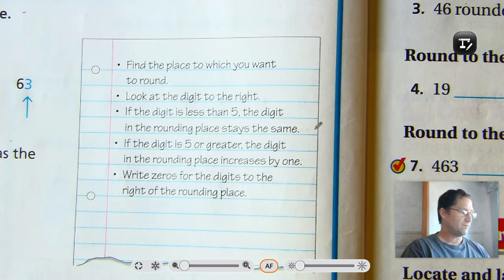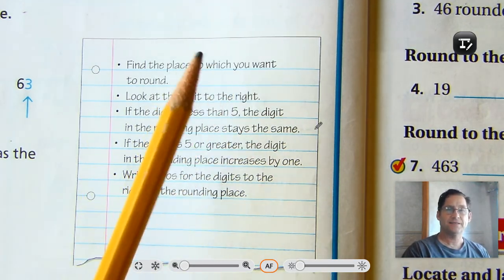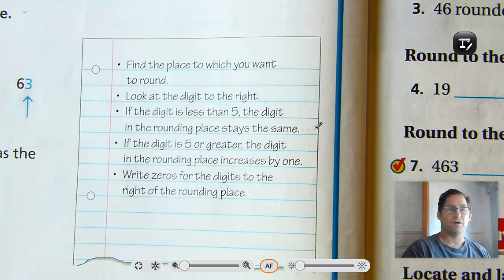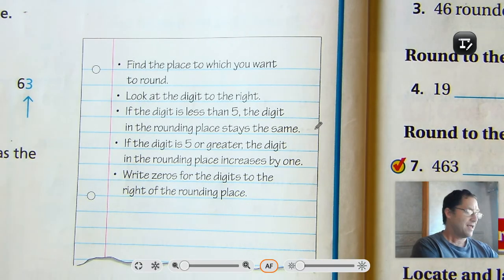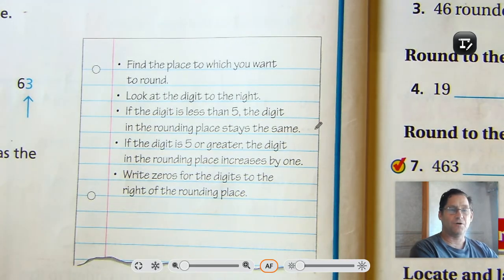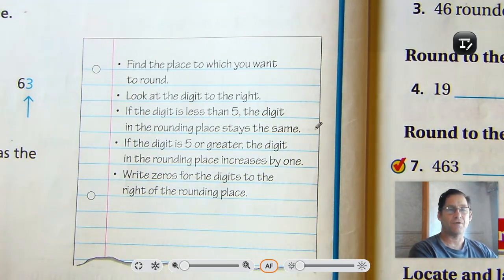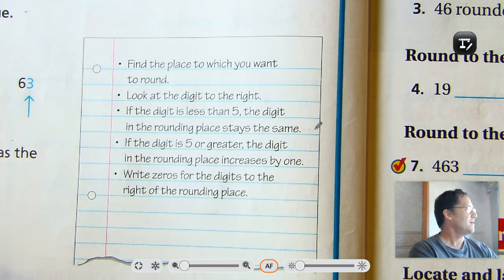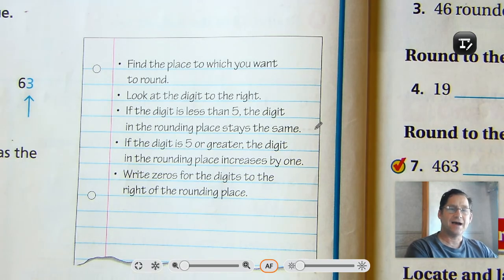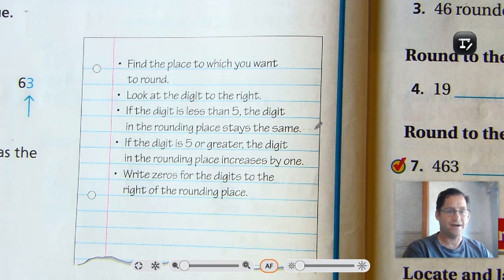Okay, so one, we want to find the place to which you want to round. In other words, do you want to round the number to the tens, to the hundreds, and so on. So find the place to which you want to round. Then look at the digit to the right. So if I'm rounding to the tens place, I'd look at the ones place, which would be to the right. If I'm rounding to the hundreds place, I'd look to the digit in the tens place to decide if I'm going to go up or down.